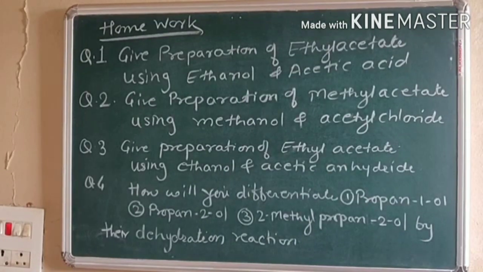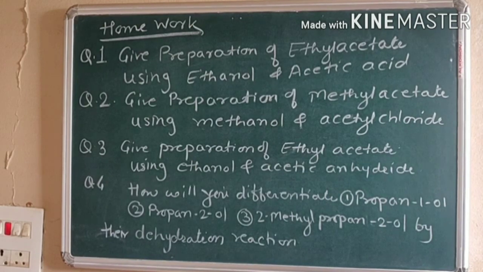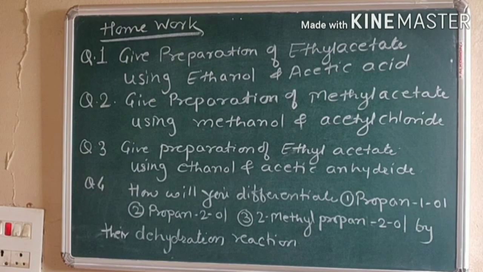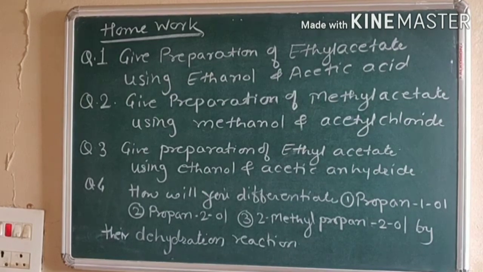Homework for you. First question. Give preparation of ethyl acetate using ethanol and acetic acid. Question number 2. Give preparation of methyl acetate using methanol and acetyl chloride. Question number 3. Give preparation of ethyl acetate using ethanol and acetic anhydride. Question number 4. How will you differentiate propan-1-ol, propan-2-ol, and 2-methylpropan-2-ol by their dehydration reaction?